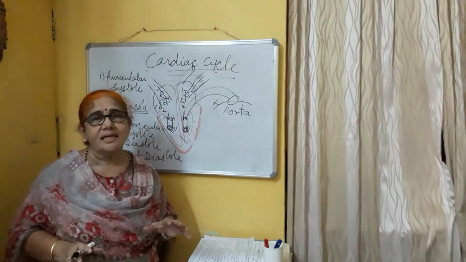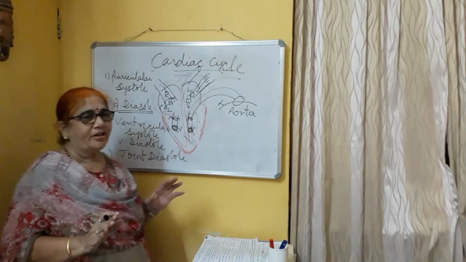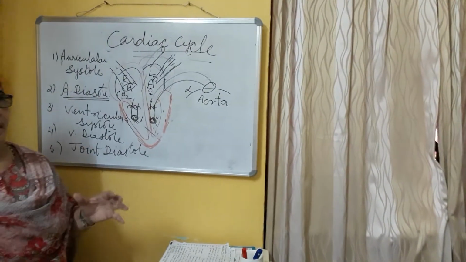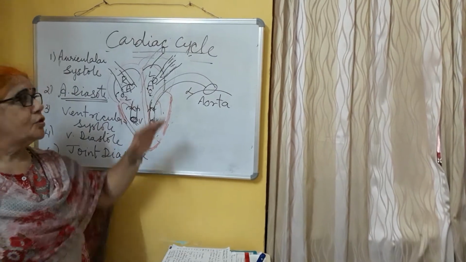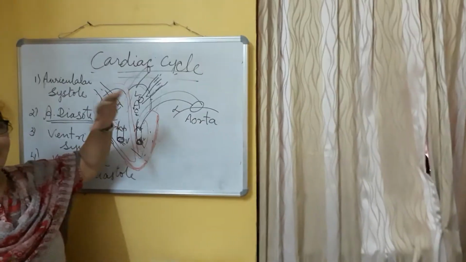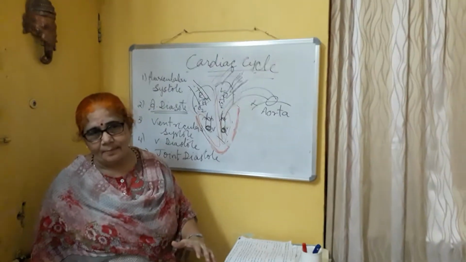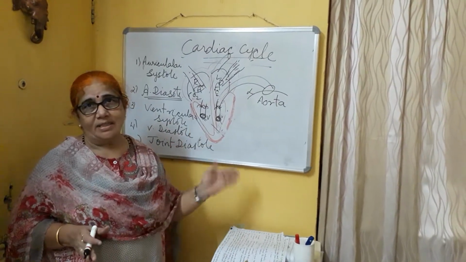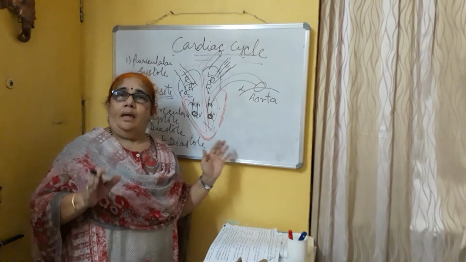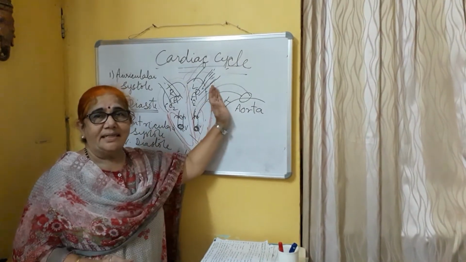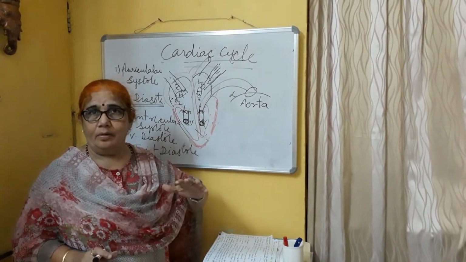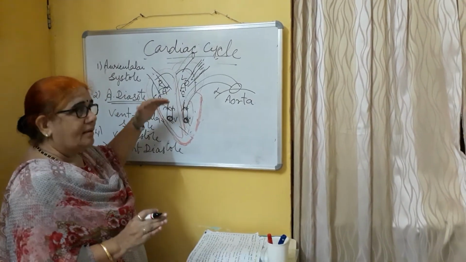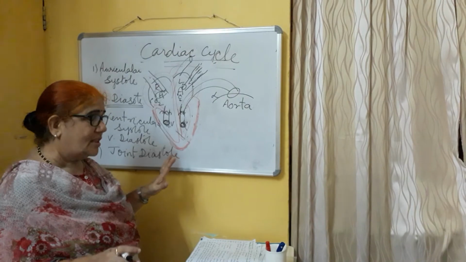So what happens when both the auricles are relaxing? What is the word for relaxing? Diastole. So when the auricles are in diastolic condition, blood is entering into both the auricles. One side is receiving carbon dioxide blood, the other side is receiving oxygenated blood. Okay. Now auricular relaxation, diastole, is over.